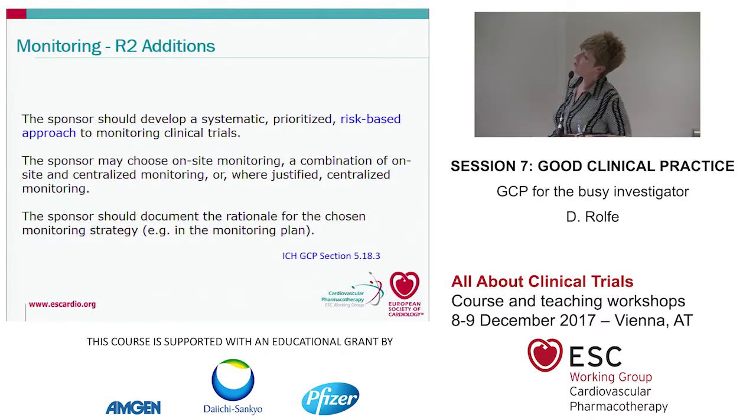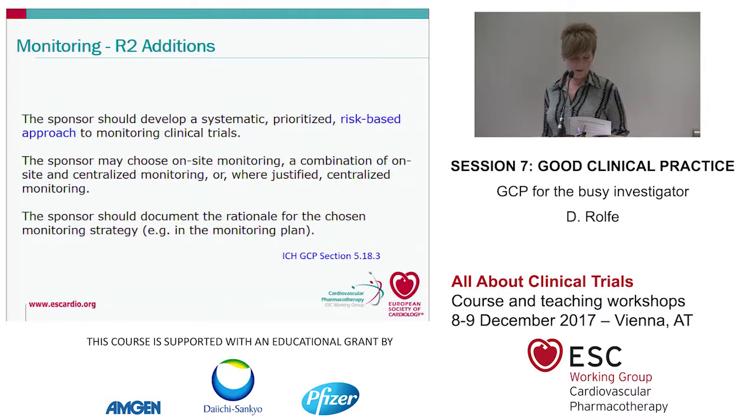So monitoring, revision 2 additions. Right, so the sponsor should develop a systematic, prioritised, risk-based approach to monitoring clinical trials. The sponsor may choose on-site monitoring, a combination of on-site and centralised monitoring, or where justified, just centralised monitoring. The sponsor should also document the rationale for the chosen monitoring strategy in the monitoring plan.